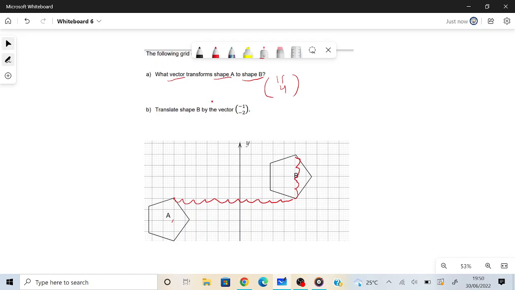Now I only took 1 point, but you could take another point just to be sure you're correct. So let's just take this point. We go 1, 2, 3, 4, 5, 6, 7, 8, 9, 10, 11. And then you go up 1, 2, 3, 4. Yes, so the first translation is correct. So the vector is obviously correct.